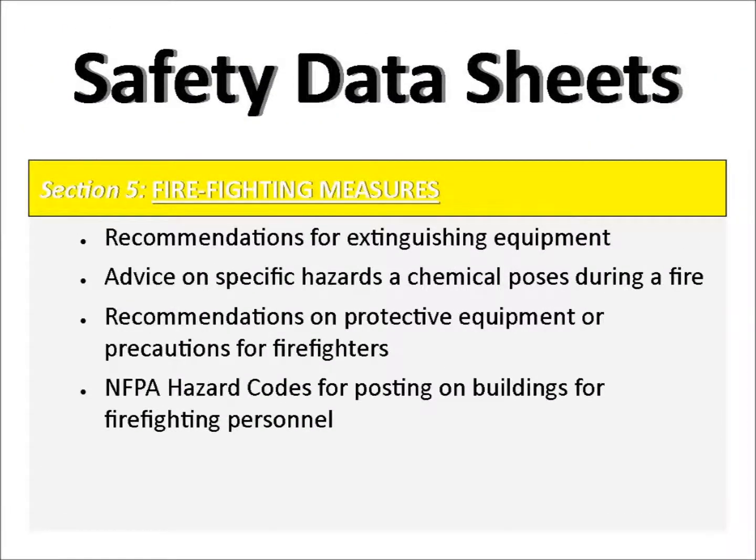Section 5, Firefighting Measures. You'll find recommendations for extinguishing equipment, advice on specific hazards a chemical poses during a fire. You'll find recommendations on protective equipment or precautions for firefighters. And you'll also find the NFPA hazard codes, which can be posted on buildings to alert firefighting personnel of the hazards inside.